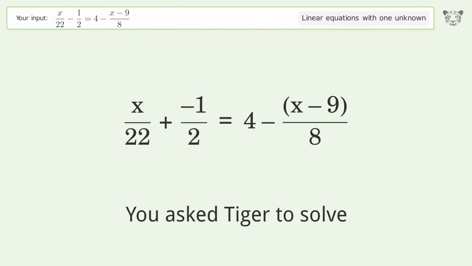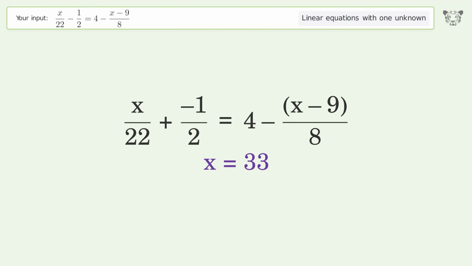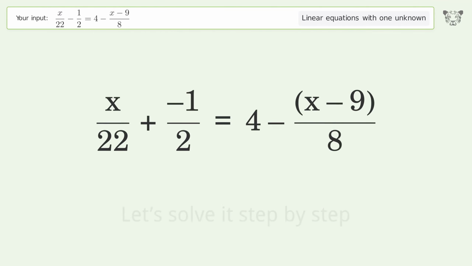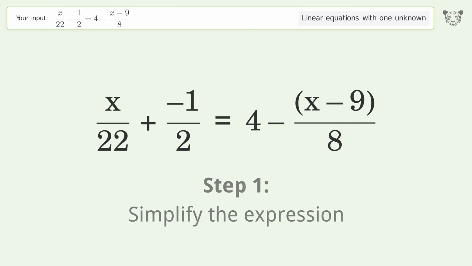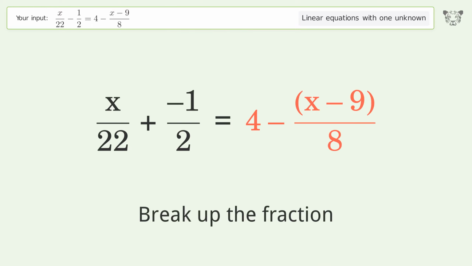You ask Tiger to solve. This deals with linear equations with one unknown. The final result is x equals 33. Let's solve it step by step. Simplify the expression. Break up the fraction.